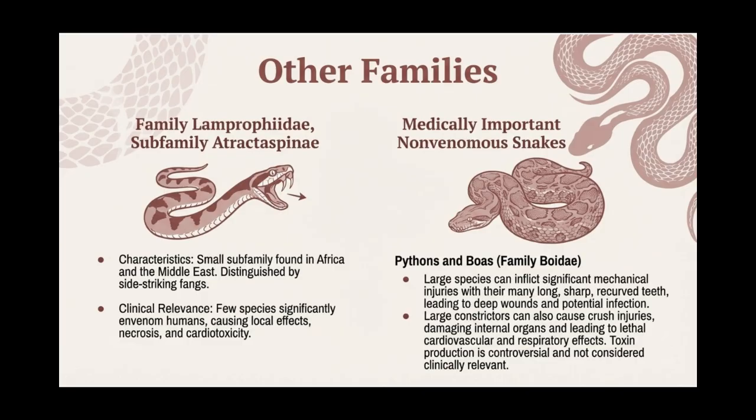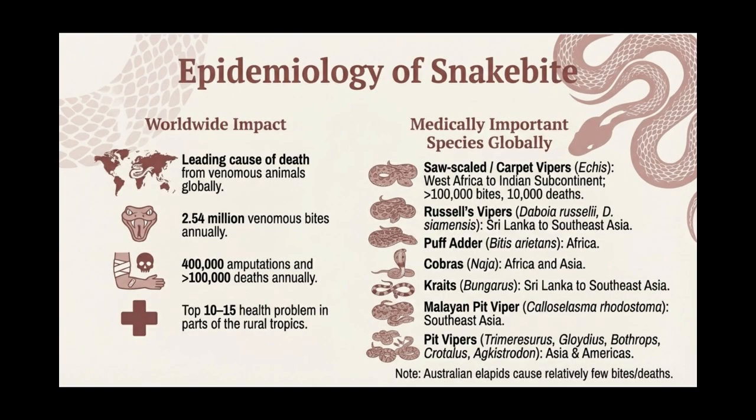There is some controversy over whether pythons and boas produce toxins. However, this is not considered clinically relevant for human envenoming. Venomous snakes are considered the leading cause of significant illness and death among all terrestrial venomous and poisonous animals. While poisoning caused by marine animals can affect large populations, snakebites are the primary cause of death from venomous and poisonous animals across various environments.